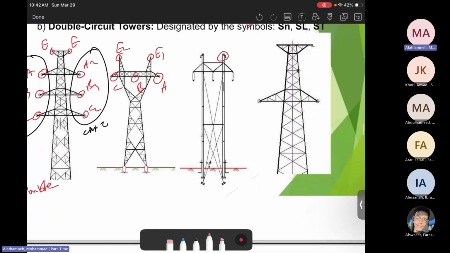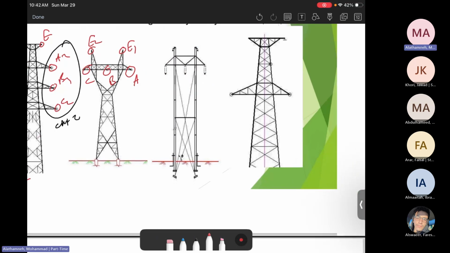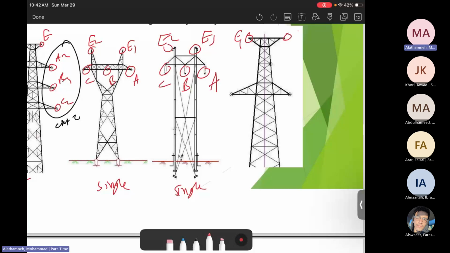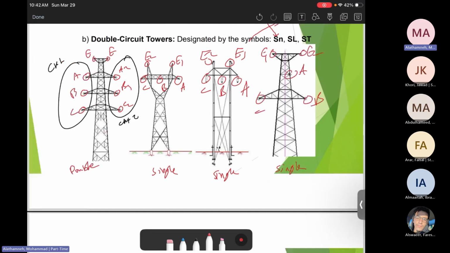And the other part, this is single, also earth 1, earth 2, phase A, phase B, phase C. This is single, and this part of towers, this is earth 1, earth 2, phase A, B, C. This is also single. There's only one circuit. So again, we can denote this one by the letter D, double. This one single by letter S.